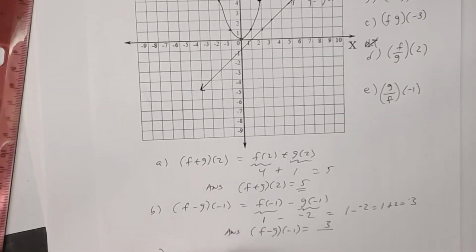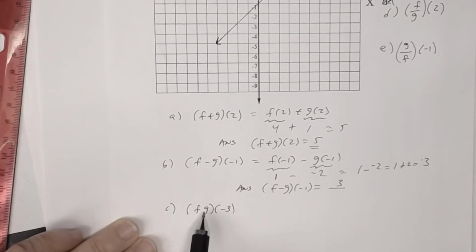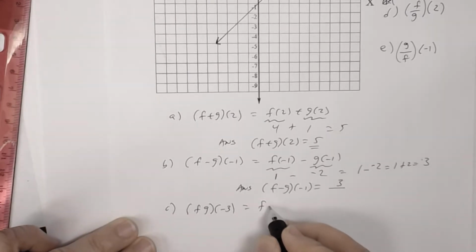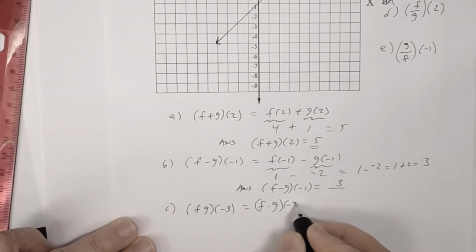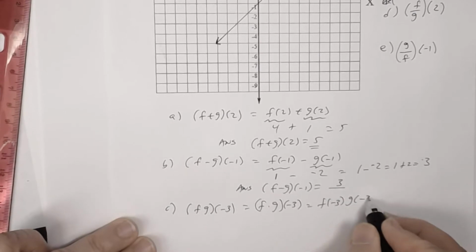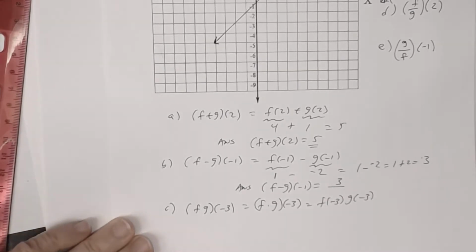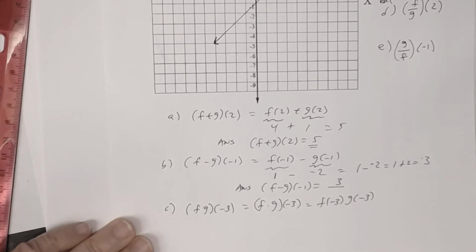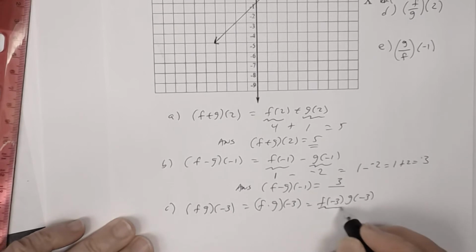All right, you have this notation right here. Remember, there's no operation there, so this is to be multiplication. So this becomes f times g at negative 3. So that's f of negative 3 times g of negative 3. Okay, so then we got to find f of negative 3 first.